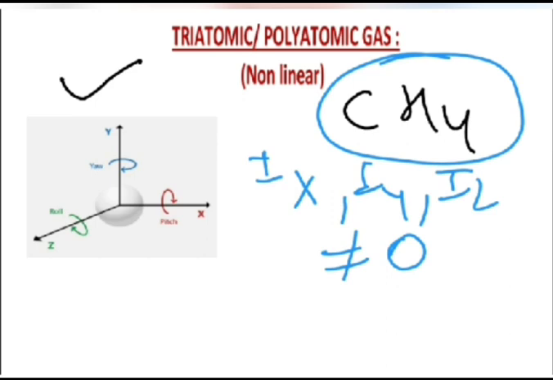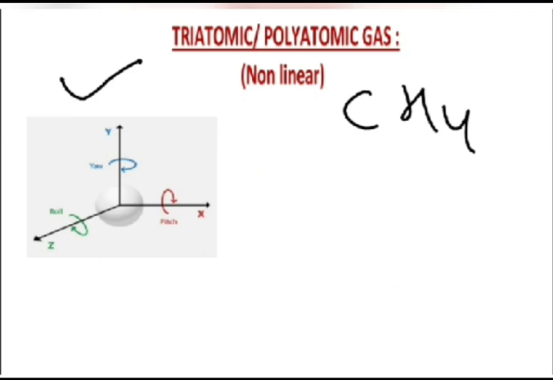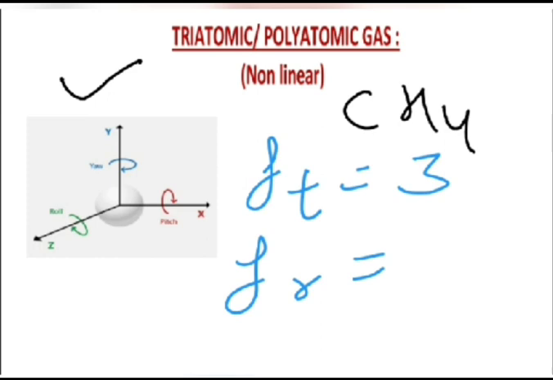So on that basis, how many translational degrees of freedom are possible for polyatomic systems like methane? There can be 3 translational degrees of freedom. And how many rotational degrees of freedom? Again, the rotation is possible across the 3 coordinate axes. That means there are 3 possible rotational degrees of freedom as well. So this is a particular case for non-linear systems.